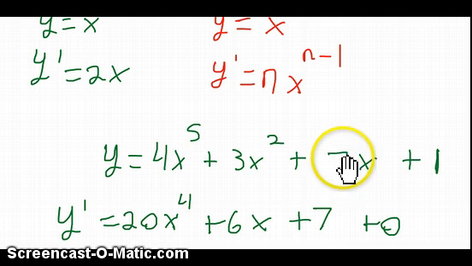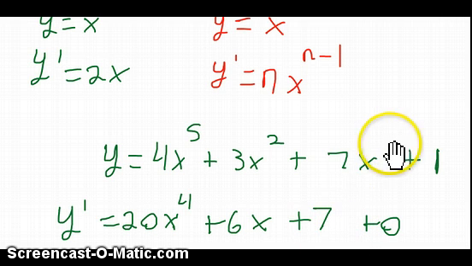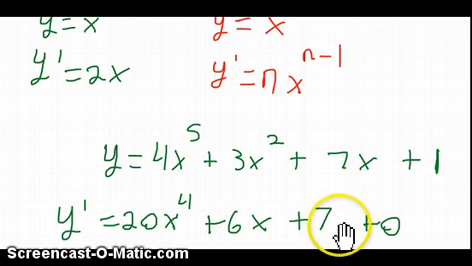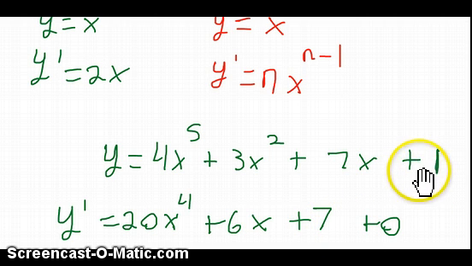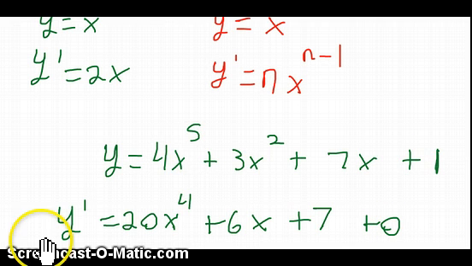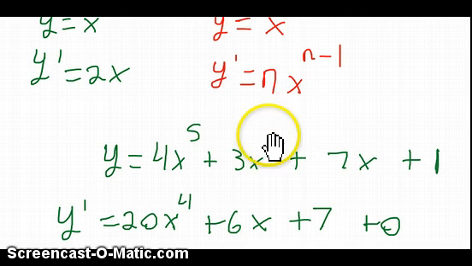plus, if the original is 7x, you take 7 times the 1 that's in the exponent to give you 7, and 1 minus 1 gives you 0, so the x will then disappear. But now, when you have just the regular number at the end, plus 1, there's no x value at the end of it. So that's just going to turn into a 0. So your derivative of this long function just turns into 20x to the 4 plus 6x plus 7 plus 0, which in the end will just cancel out. So now that we have the basics of positive exponents, let's try some with negative exponents.